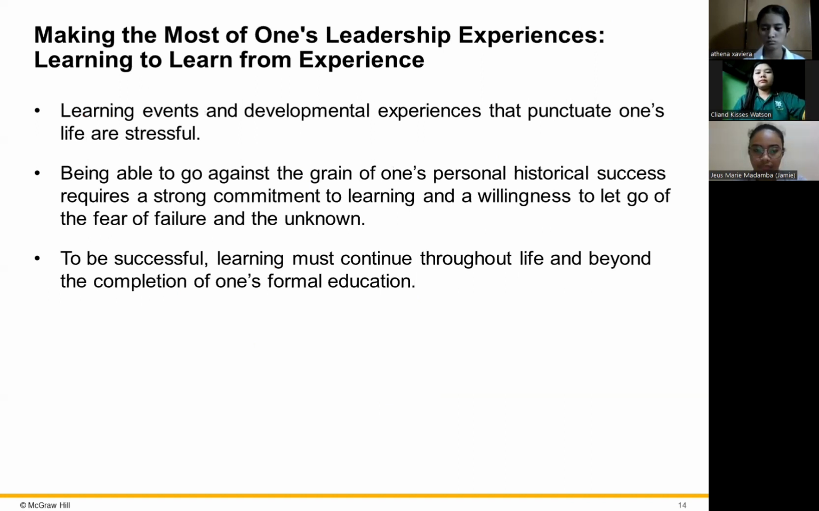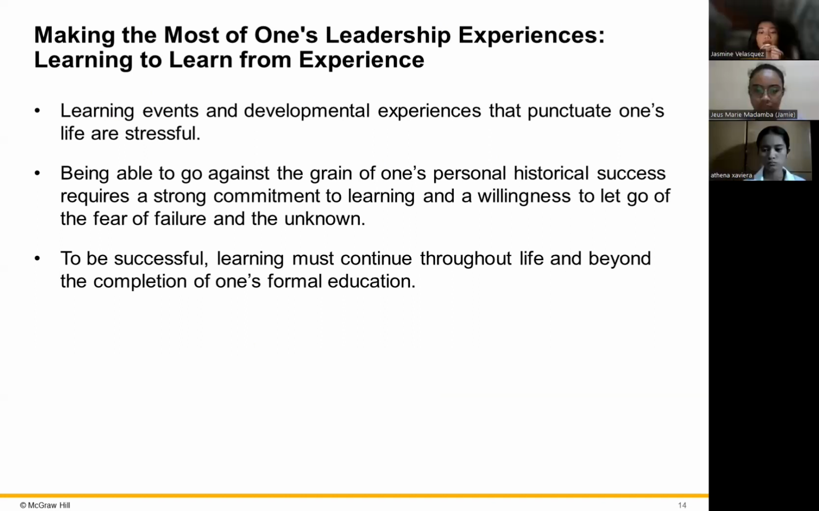Next, we have making the most of one's leadership experiences. Learning to learn from experience. Why is learning to learn from experience important? Students who take on leadership responsibilities can hone these abilities while also improving their organizational and problem-solving abilities. Communication and interpersonal skills are extremely crucial in today's workforce.